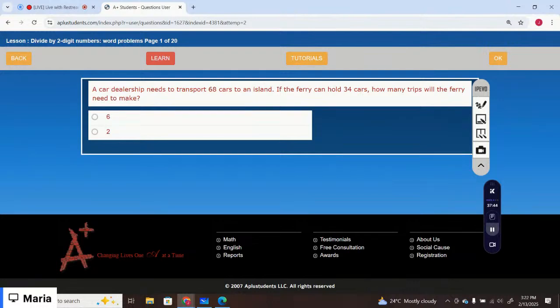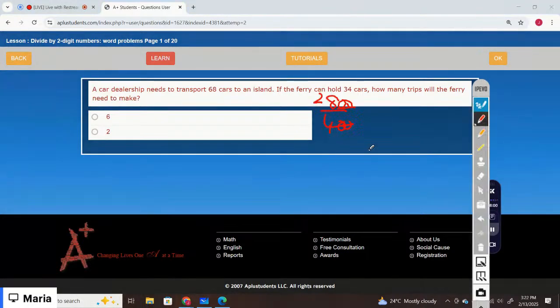A car dealership needs to transport 68 cars to an island. If the ferry can hold 34 cars, how many trips will the ferry need to make? So there are 68 cars, right? And the ferry can hold 34 cars, so you have to divide 68 over 34.